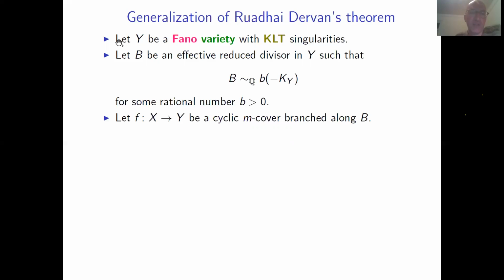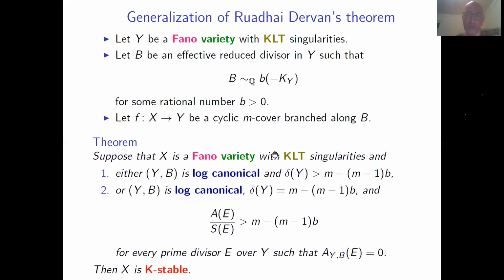So, namely, let's consider new settings. You have Y, a Fano variety with KLT singularities. And then you take some divisor, some surface, some effective reduced divisor B in Y. You assume it's proportional to minus K_Y with some rational number. And then you also assume that there exists a cyclic cover of order M which is branched along this B. Okay, and then in most cases X is not Fano, but suppose it is. So suppose that X is also Fano, also with KLT singularities. So this imposes conditions on B, on M, and also on the singularities of B. So B cannot be very singular, and B and M are related. B cannot be very big.